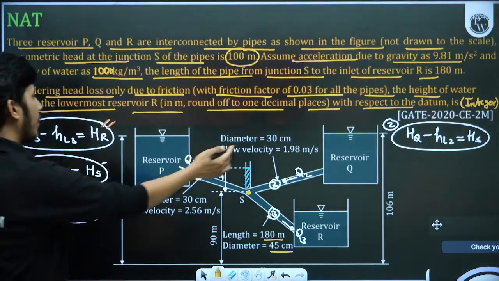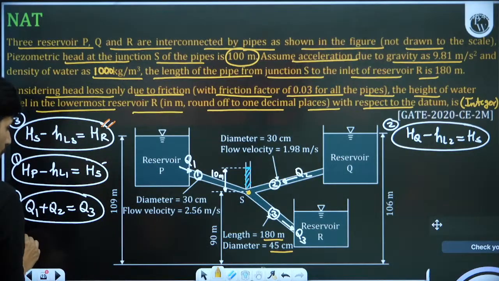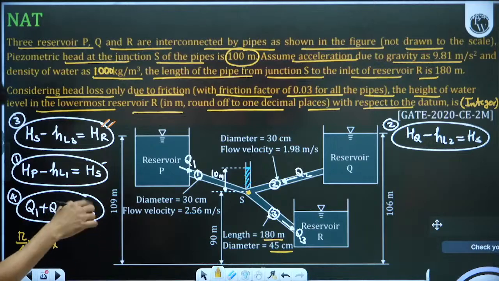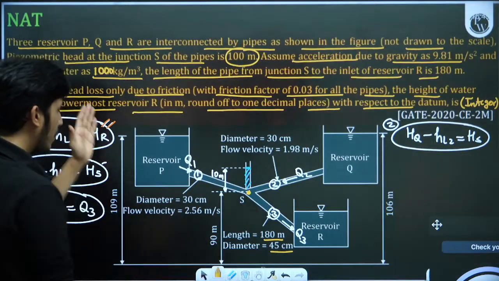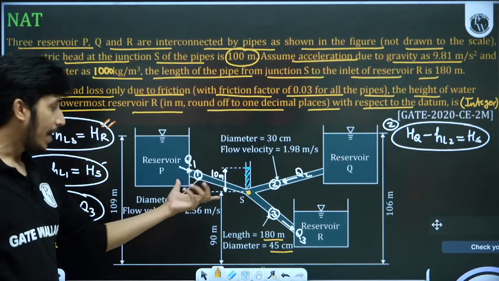Diameter and velocity are given. So from diameter and velocity we can write Q1 is pi by 4 into diameter, 30 centimeters means 0.3 squared, into velocity. If this is not given, we can also calculate from this: 90 meter is this, 109 meter is this, so 109 minus 90 is equal to 19. So the head loss here is 19.